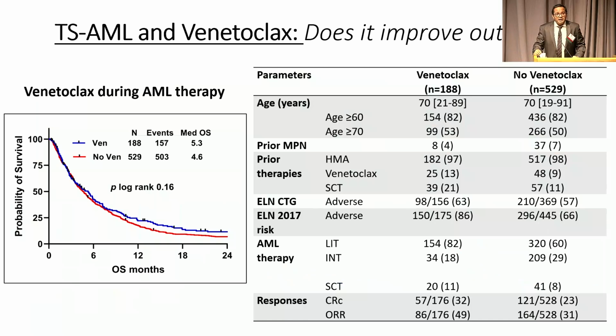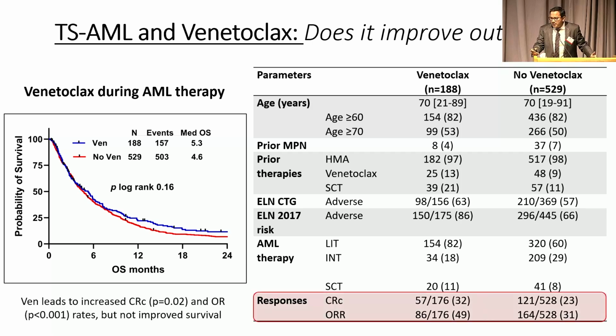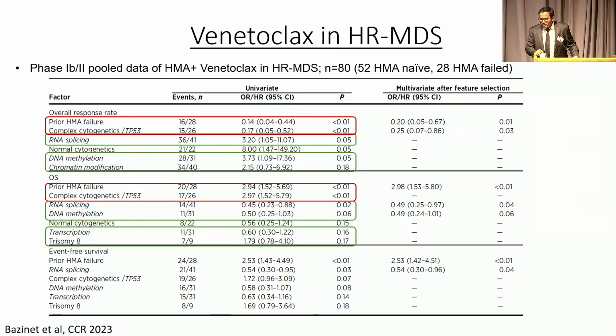Again, use of venetoclax in treated secondary AML. So similar to what we saw with TP53 mutated AML, the use of venetoclax in these patients who had treated secondary AML improved responses, but that did not lead to durable or meaningful responses. And as you can see, the survival curves on the left are superimposing on each other. Dr. Abaza spoke a little bit about venetoclax and high-risk MDS.